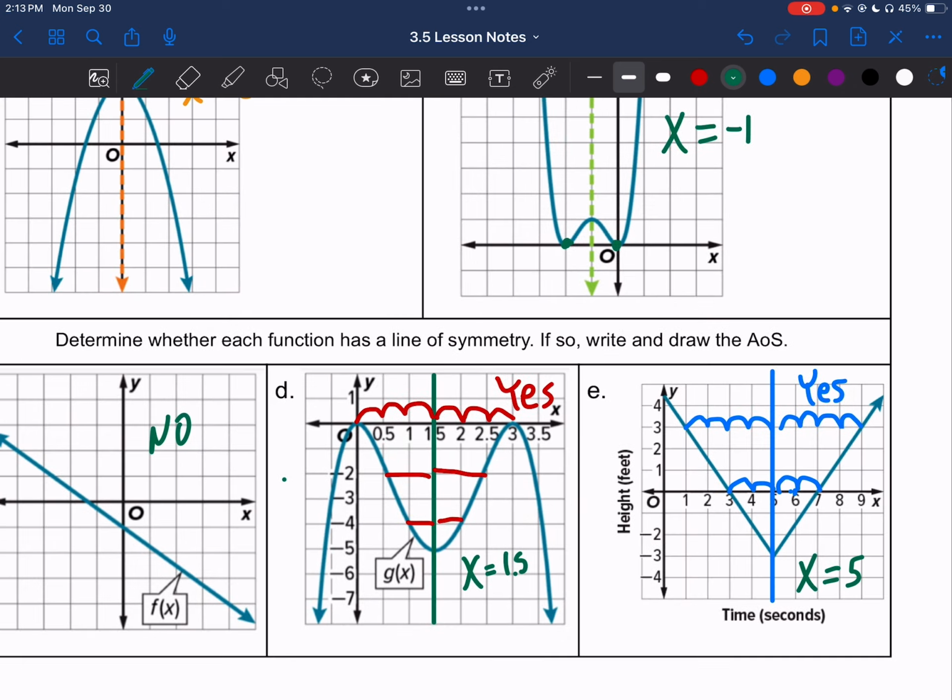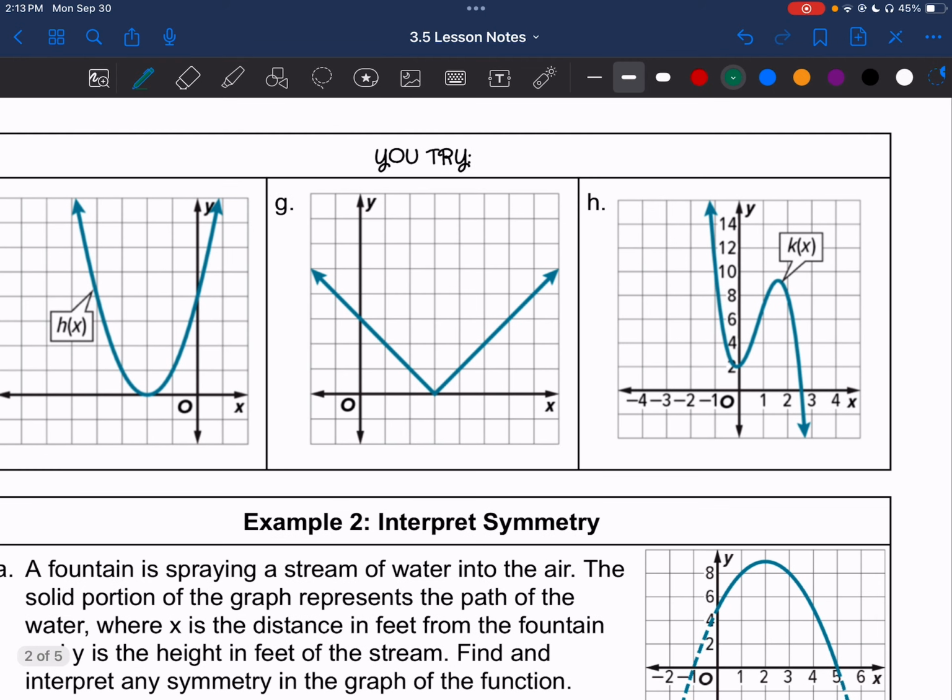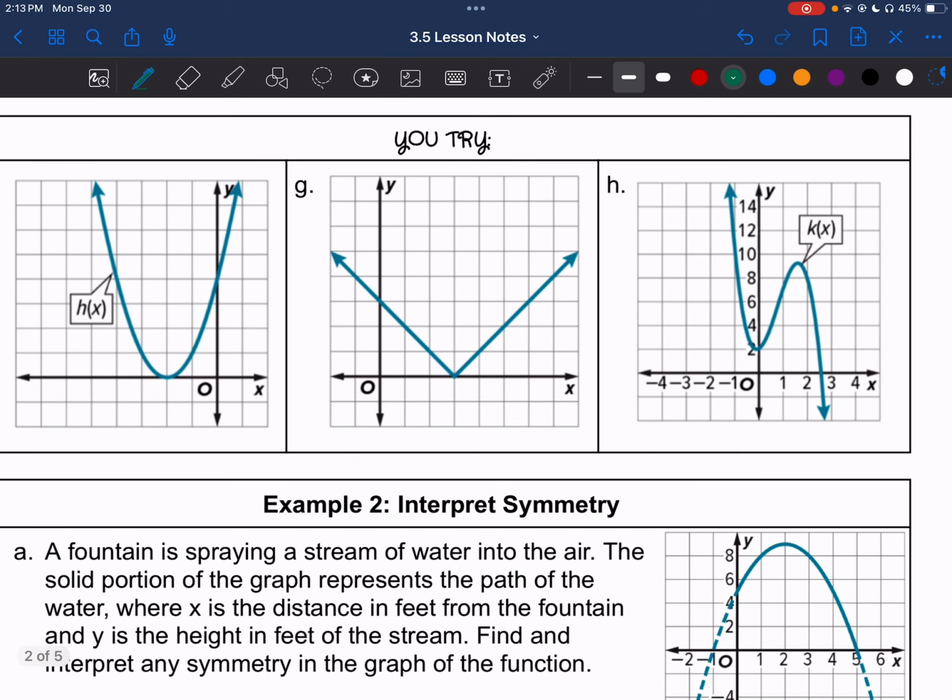Now, on the next page, we have 3 you-try problems. I would like you to try those 3 now on your own, and then let's check your work against mine.